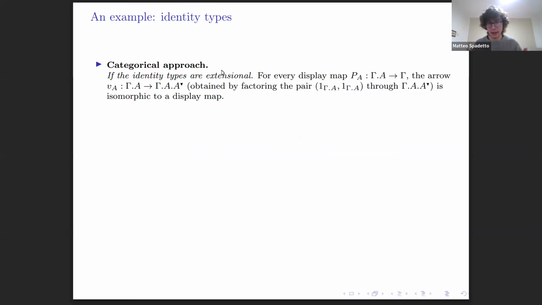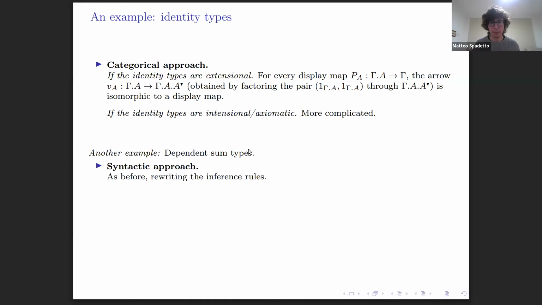This is the case when we are talking about extensional identity types. When we want to talk about intensional or axiomatic identity types, things can be more complicated, in the sense that maybe there aren't obvious one-dimensional categorical descriptions of the rules for intensional and axiomatic identity types.